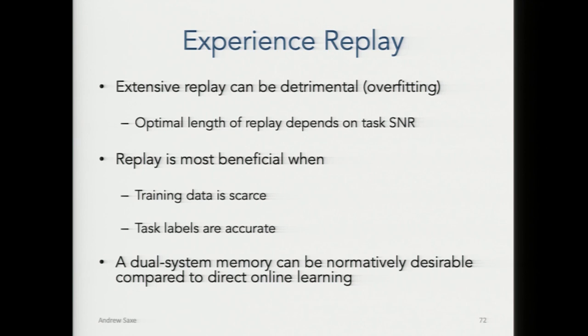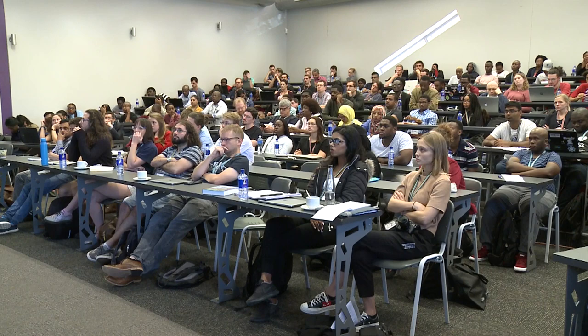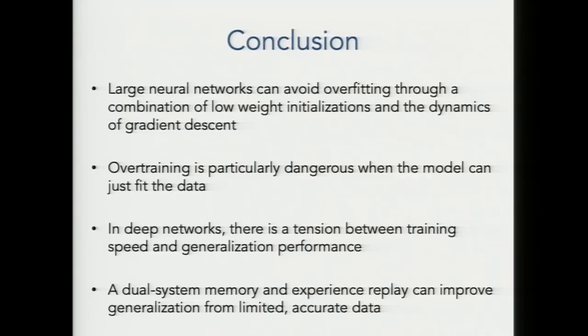Okay, so to conclude this broad first section of the talk on generalization, I've told you that large neural networks can avoid overfitting, provided that you use low norm initializations. And that's really arising just from the dynamics of gradient descent in combination with properties of the high dimensional regime. Overtraining is dangerous when the model is able to just fit the data. And at least in some deep networks, there's this tension between training speed and generalization performance.